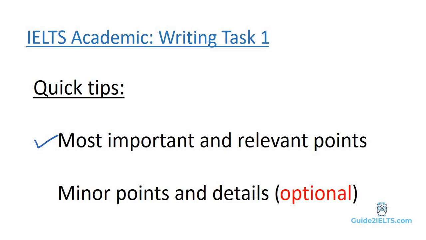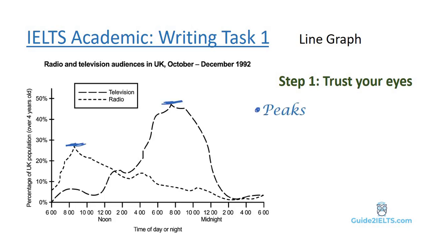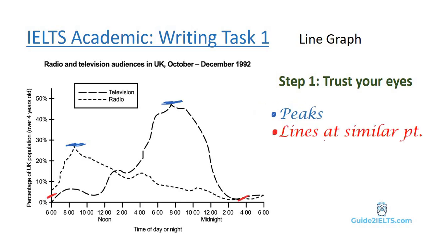Plan your writing. The first step is trust your eyes. Look at the diagram given, and before you go into the details of numbers and figures, observe what features stand out visually. In this line graph, there are these two peaks which are at different points on the graph. And then there are the two lines at almost the same point at the beginning and end of the graph. Also, the two lines intersect at this one point. This gives us an idea of the main features.